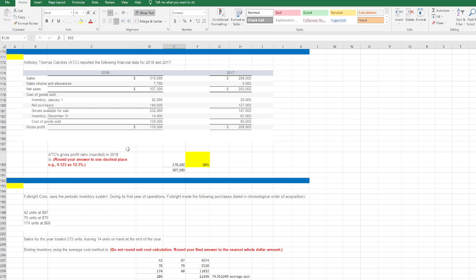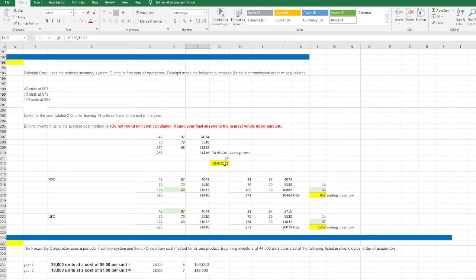So here we want the gross profit ratio. We're going to take gross profit of 179 divided by our net sales of 307,300, and we get a gross profit percentage of 58%.